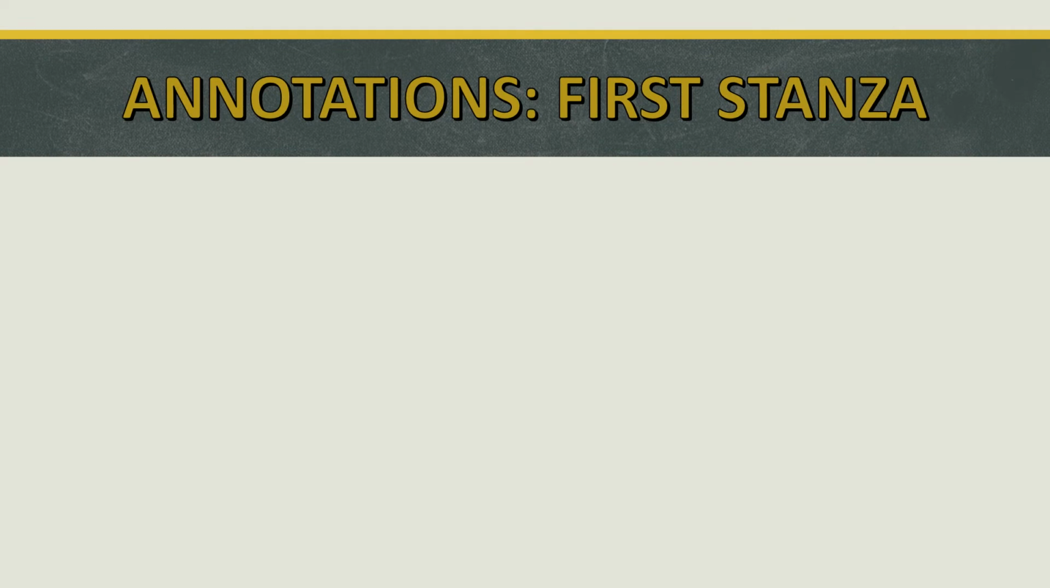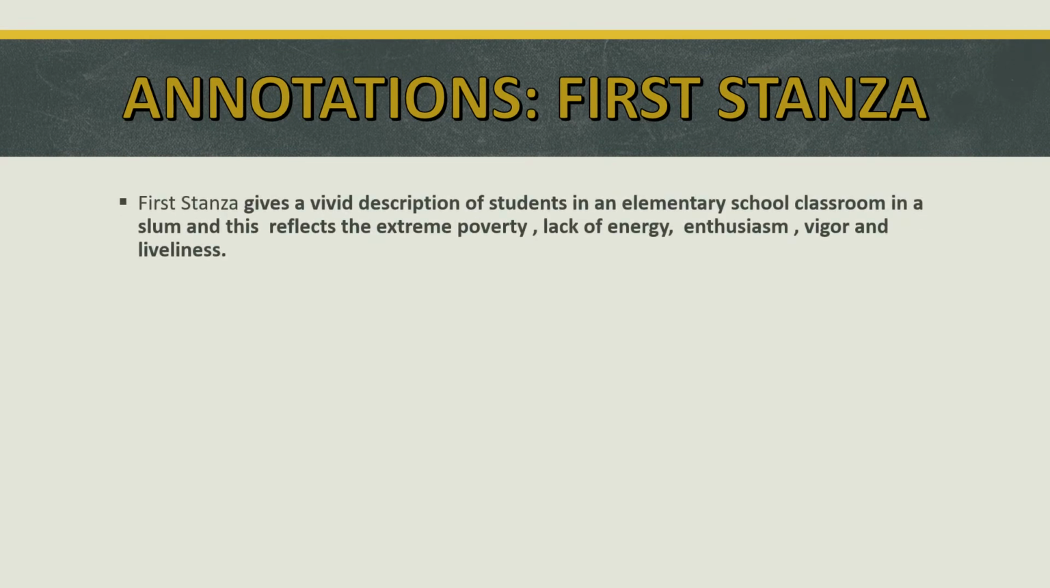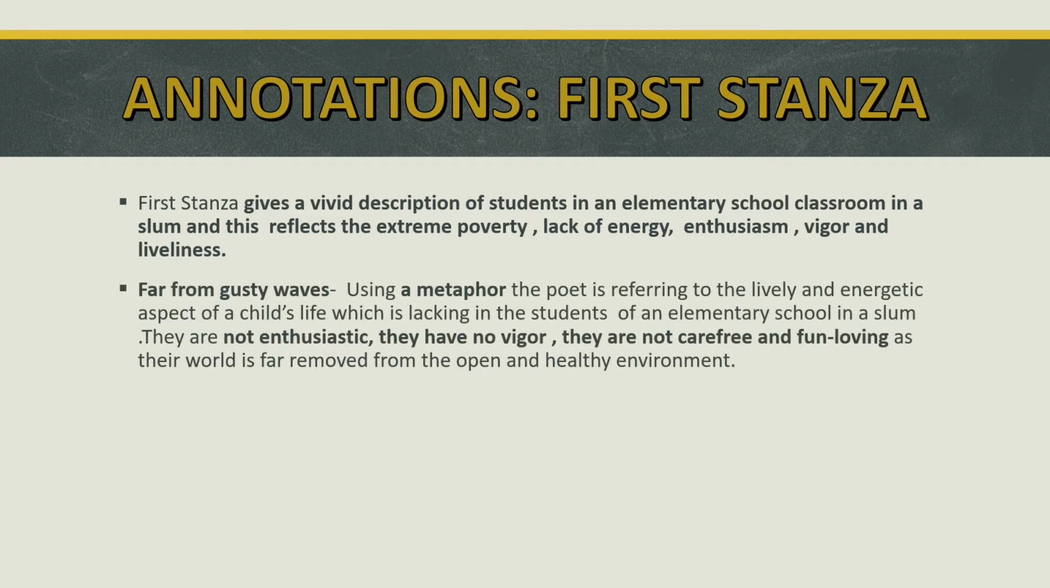Let's now start the line-by-line explanation of each stanza. The first stanza gives a vivid description of students in an elementary school classroom in a slum, and this reflects nothing but the extreme poverty, lack of energy, enthusiasm, vigor, and liveliness. Far, far from gusty waves.